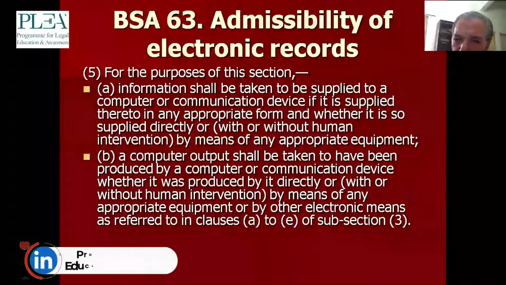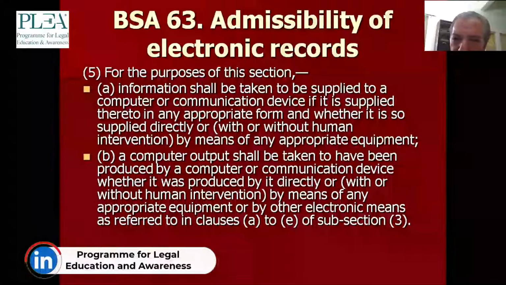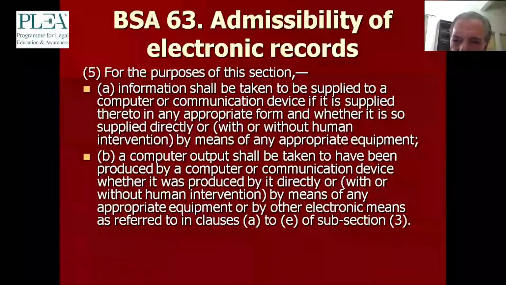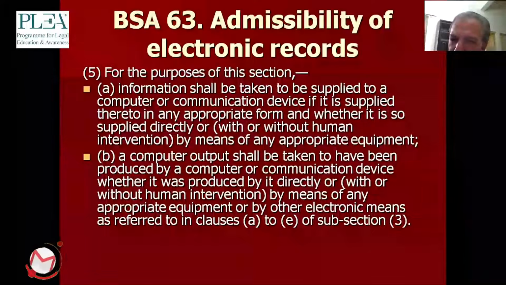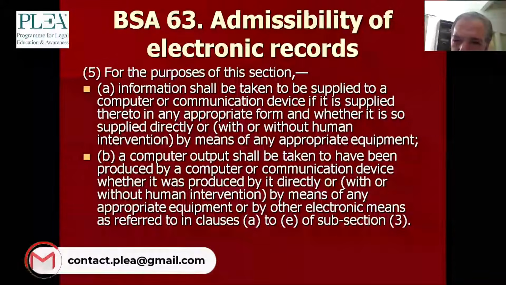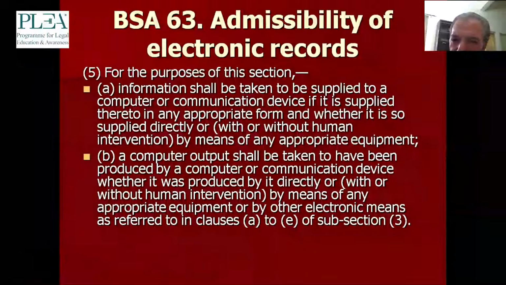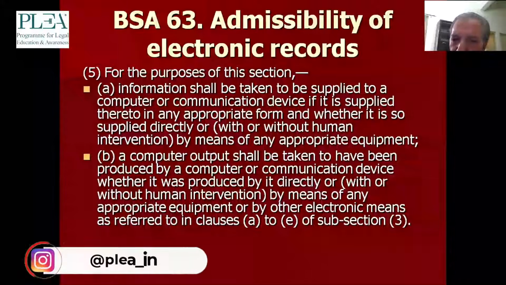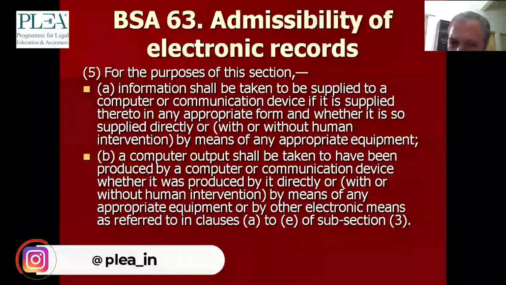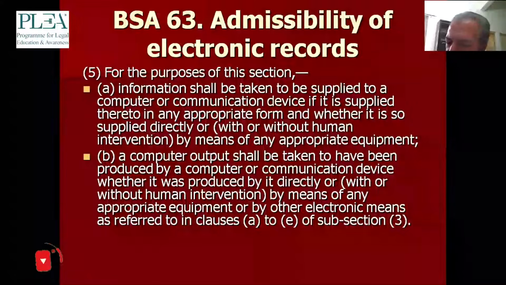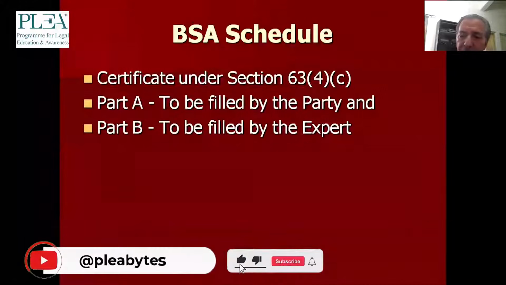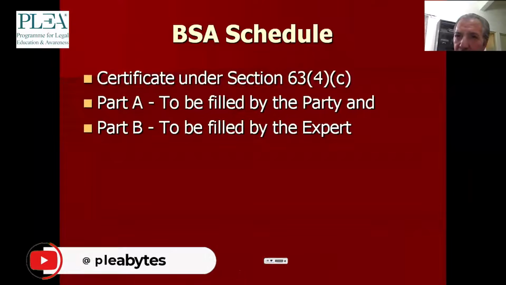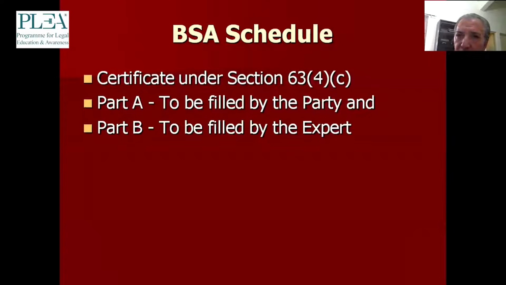A computer output shall be taken to have been produced by a computer or communication device, whether it was produced directly or with or without human intervention by means of any appropriate equipment. That includes printer also, computer printout also, or by other electronic means as referred to in clauses A to E of subsection 3. Now let us see what is this certificate at the end. So certificate under section 63(4)(c). This corresponds actually to section 65(b) of the Indian Evidence Act.